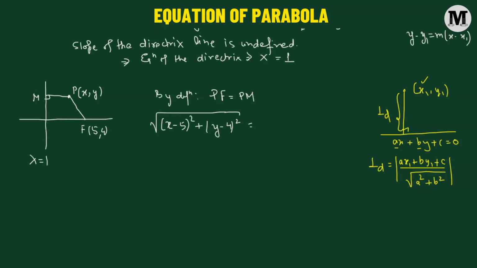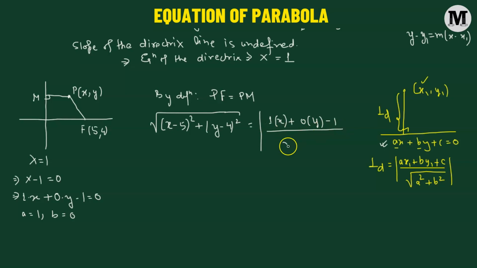Now we'll rewrite the equation of the directrix x equals 1 in the general form of a line, ax plus by plus c equals 0. So we have x minus 1 equals 0. This can also be expressed as 1 multiplied by x. There is no y term, but we can rewrite it as 0 times y minus 1 equals 0. So we have a corresponding to 1 and b corresponding to 0. That means the perpendicular distance is given by a times x, plus b times y, plus negative 1, which is the value of c, divided by the square root of 1 squared plus 0 squared.